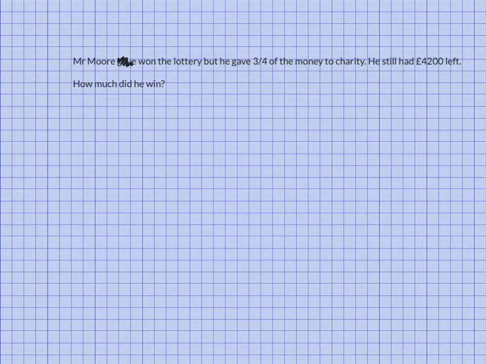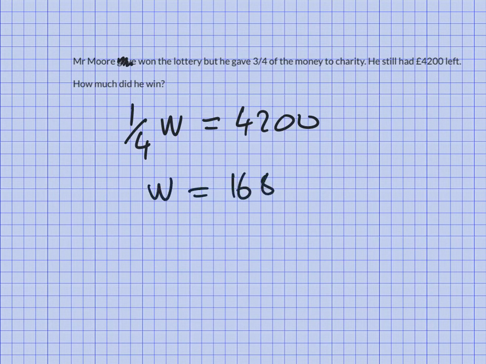Okay, how much does he have left? He has 1/4 of the winnings left. So 1/4 of the winnings, let's call that W, equals 4,200. So how much did he start off with? We need to times both sides by 4. So W is 16,800. The tricky part of these questions is reading it and understanding what it means. Okay, you've got some work to do. Good luck, everyone.